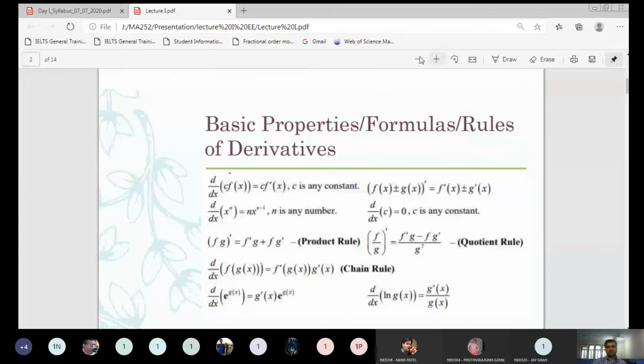This is the first slide of today's presentation: basic properties and formulas of derivatives. You know about this, am I right? What are the basic properties of differentiation? Speak one by one.